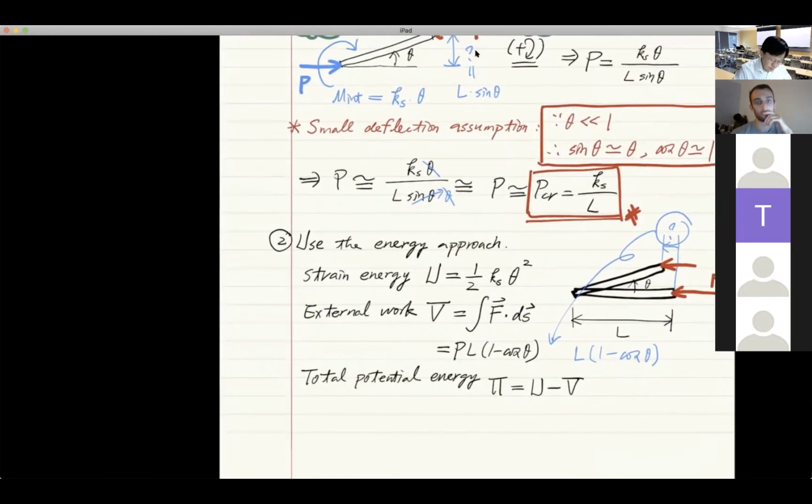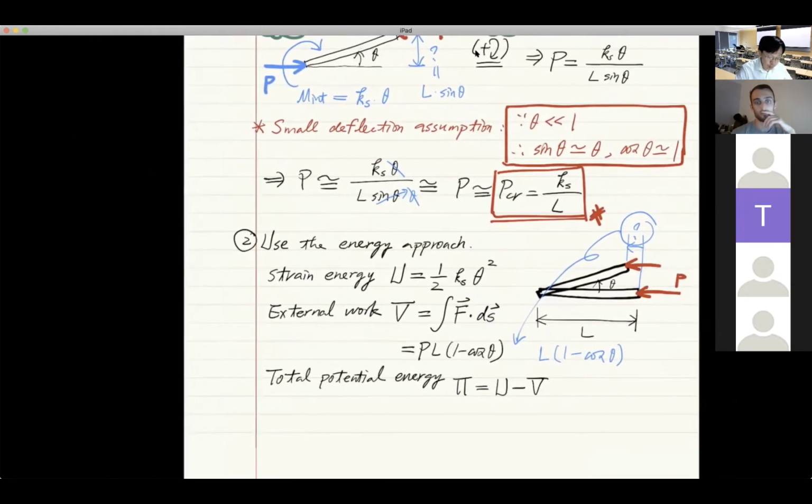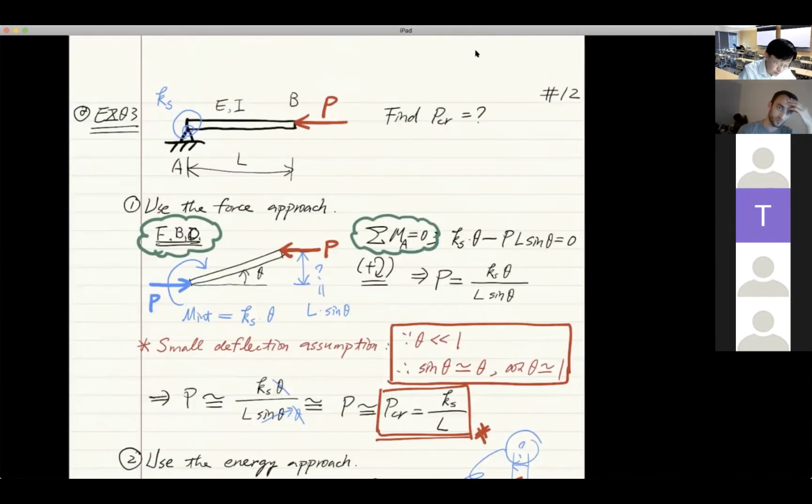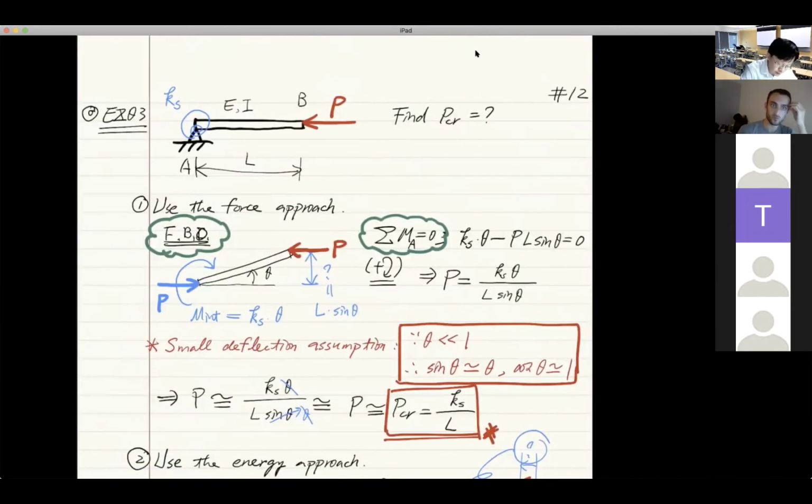Now, in this problem, that's why I have to use the example to introduce the concept of the energy approach, because when I introduce the strain energy, I need to give you some expression. That's why I use the example to do this. And in the energy approach, I need to go to the next page, which is page 13.